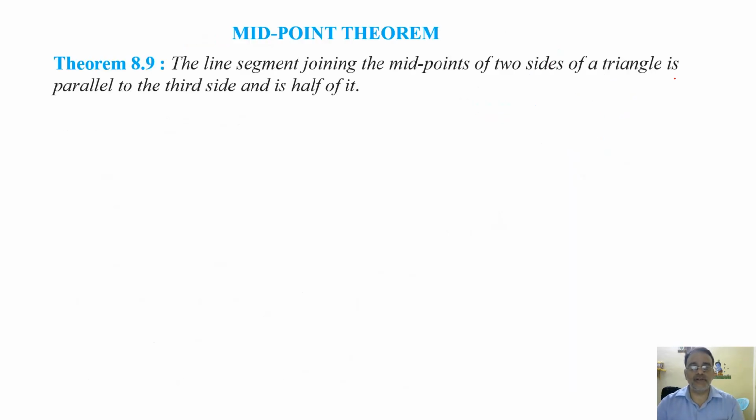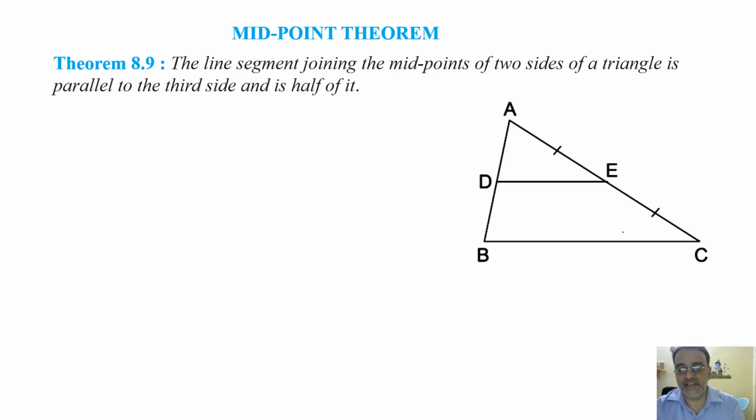Now we are moving towards the next important theorem, the midpoint theorem. Theorem 8.9. The line segment joining the midpoints of two sides of a triangle is parallel to the third side and is half of it. This is a very important theorem, because in many questions we will use this theorem. Okay, now see this question.